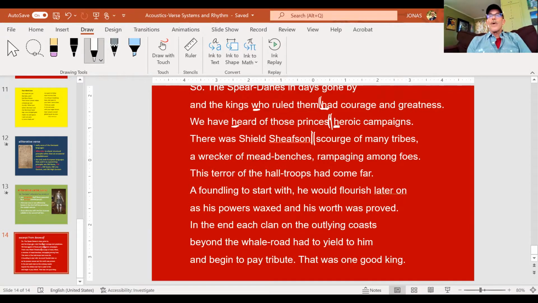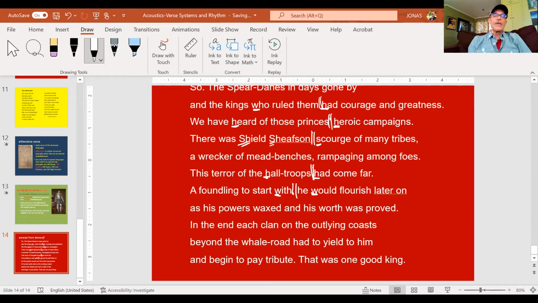So, my point about the translation is this: "Shield" and "Sheafson," as you know from our earlier study, right? Those definitely alliterate. But you're saying to yourself, yeah, but "sh" and "s" don't sound alike. Well, in this case, we're giving it the alliterative nod. "This terror of the hall troops had come far." Here's our caesura. We're going to give the H in "hall" and the H in "had" as our alliterative business. "A foundling to start with," again, that punctuation gives away where the caesura is. "A foundling to start with, he would flourish later on," okay?